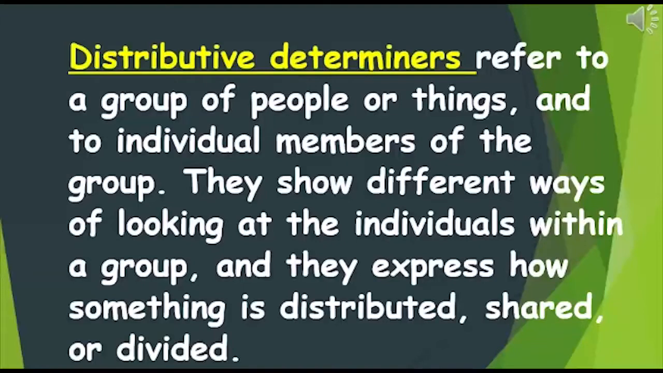Distributive determinants, as we call in Arabic, محددات التجزئة, refer to a group of people or things and to individual members of the group. They show different ways of looking at the individuals. They express how something is distributed, shared or divided.